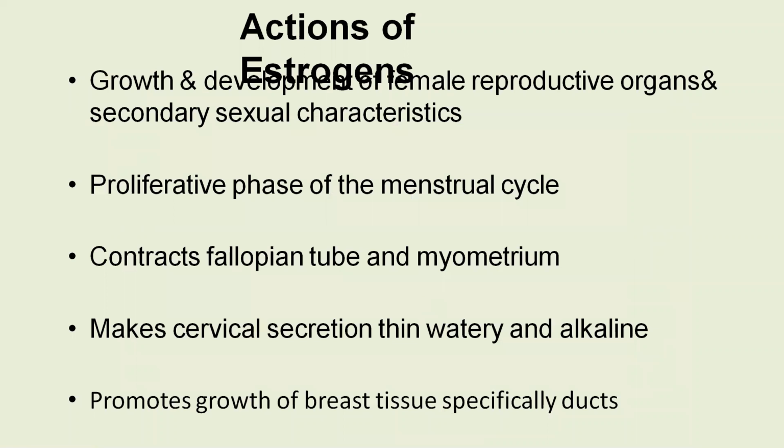Then coming to the actions of estrogen. The first action is growth and development of female reproductive organs and secondary sexual characteristics. Proliferative phase of the menstrual cycle: the estrogen hormone causes proliferation of the uterine endometrium. That is seen in the follicular or pre-ovulatory phase. Then it contracts the fallopian tube and myometrium rhythmically. It makes the cervical secretion thin, watery and alkaline, which is favorable for sperm penetration. It promotes the growth of breast tissue, specifically ducts.